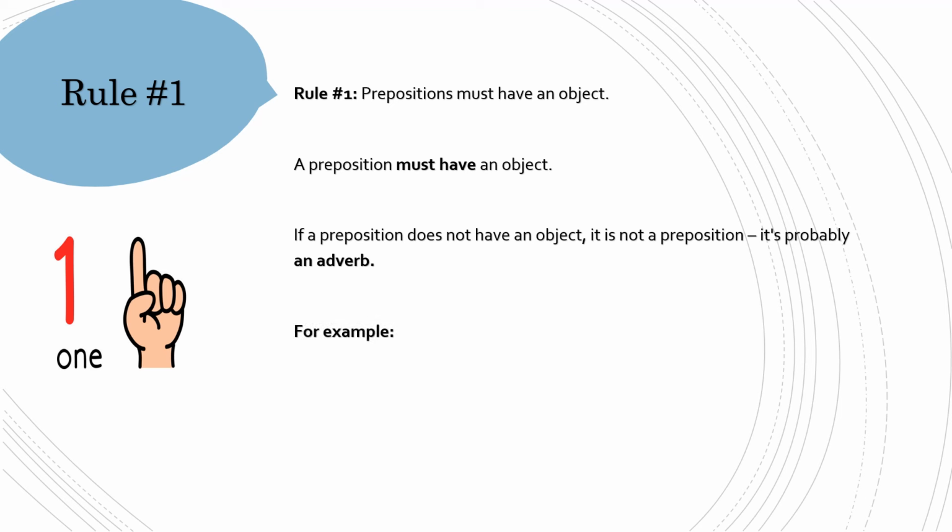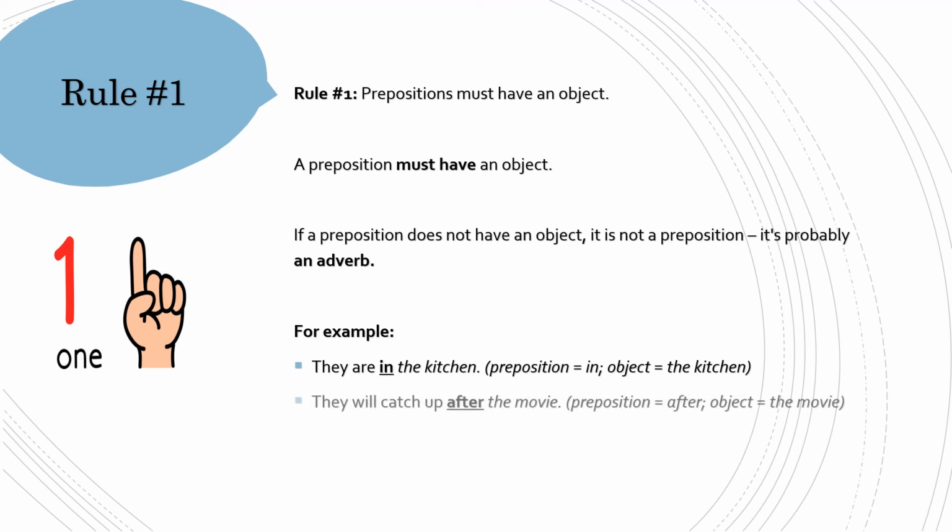For example, they are in the kitchen. Preposition is in, object is the kitchen. They will catch up after the movie. Preposition is after, object is the movie.